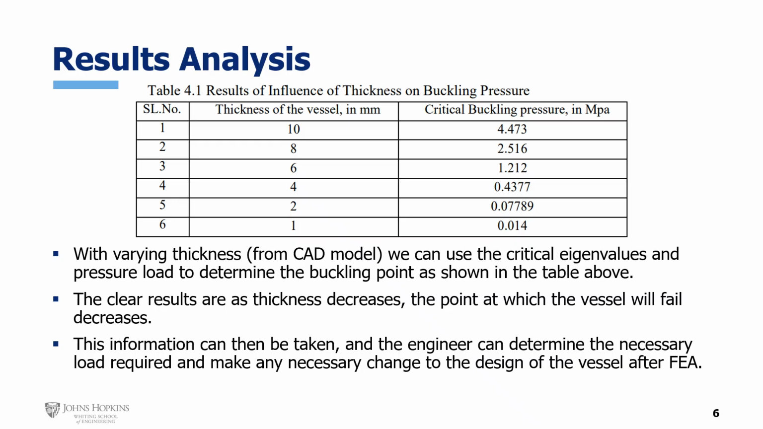We can change these thicknesses in CAD and use the critical eigenvalues and pressure loads to determine buckling points, and then go back and change the CAD if we need to. This all comes after the FEA and initial design, which is all part of the engineering design process.